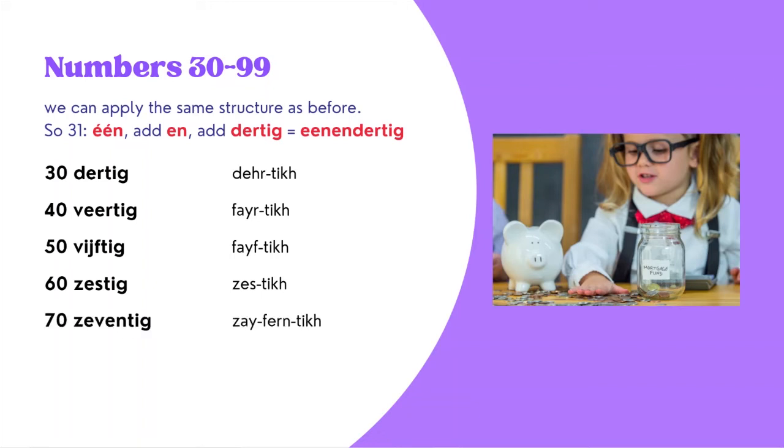Then 70 is 70. Repeat after me. 70. Then we have number 80. 80 is 80. So repeat after me. 80. Yes. And then we go to number 90. And number 90 is 90. All right, good job, well done.